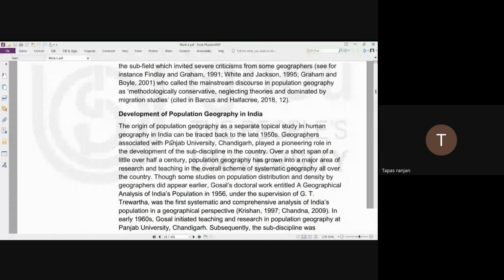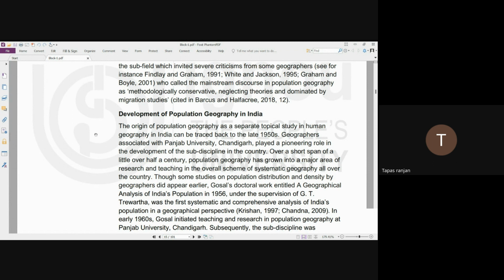Okay, development of geography in India. Actually, I don't have much idea about population geography in India, but here it has been given. Punjab University, Chandigarh, has played a vital role in the development of population geography in India. But mostly, I believe the development of population geography worldwide is the development of population geography in India also.